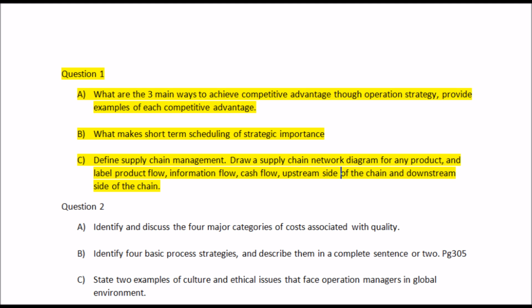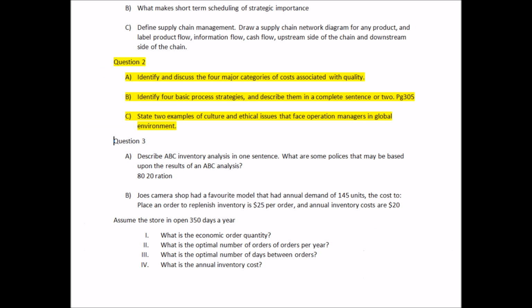And then the upstream side of the supply chain and the downstream side. So if we've got your quilt, upstream is all the supplies, and downstream is going to be the supermarkets, etc., etc. So are we all confident with that? Yes. Alright, so I'm looking for easy exams tomorrow, guys.